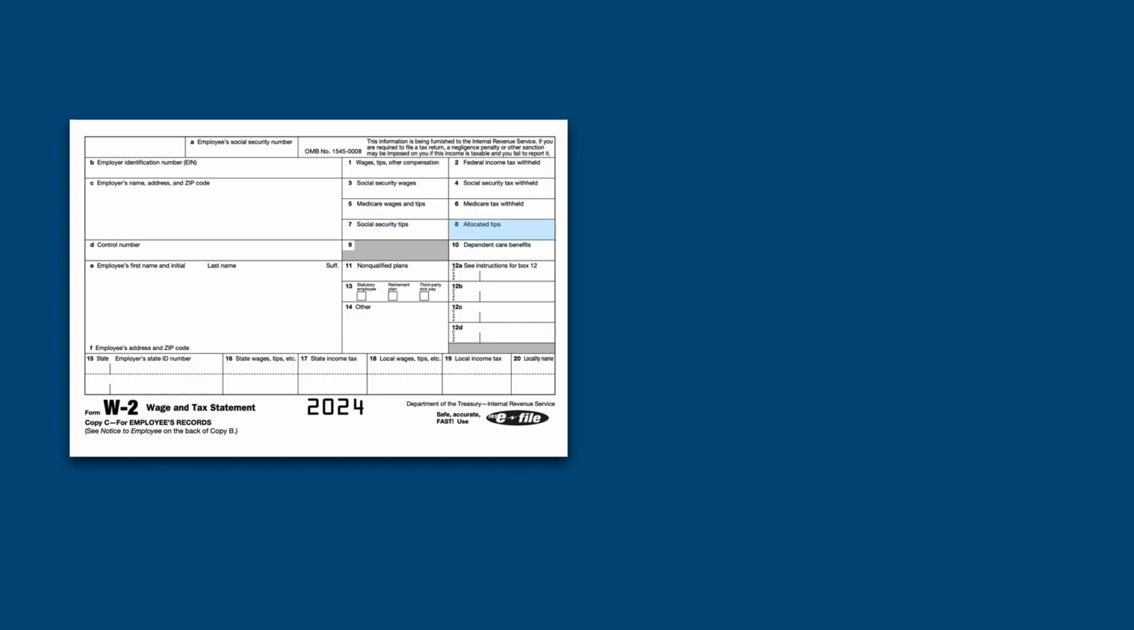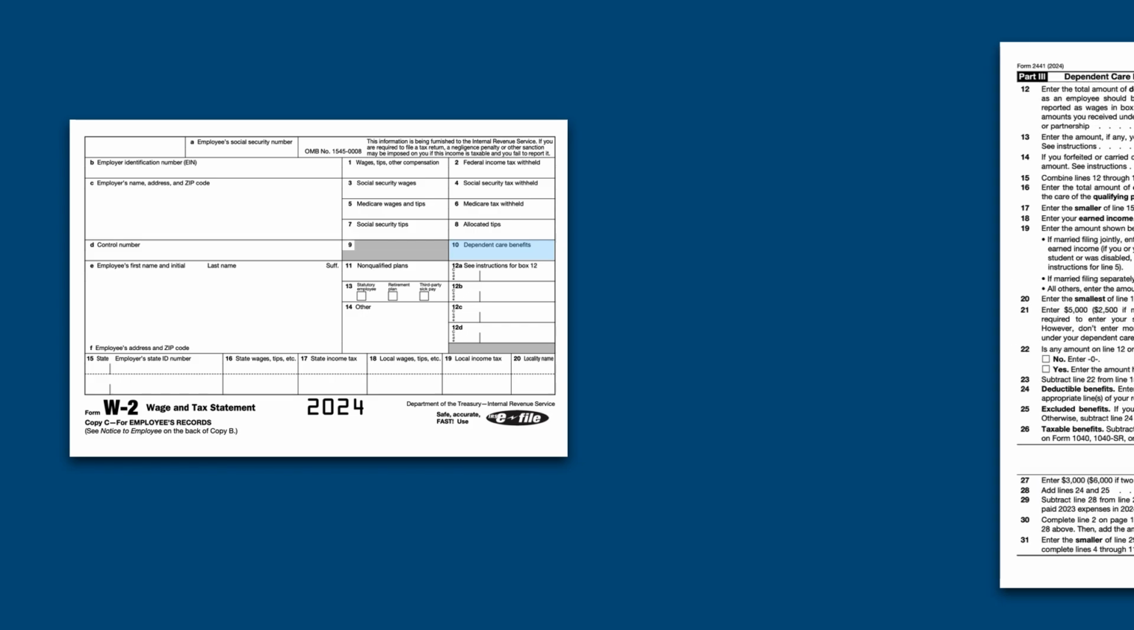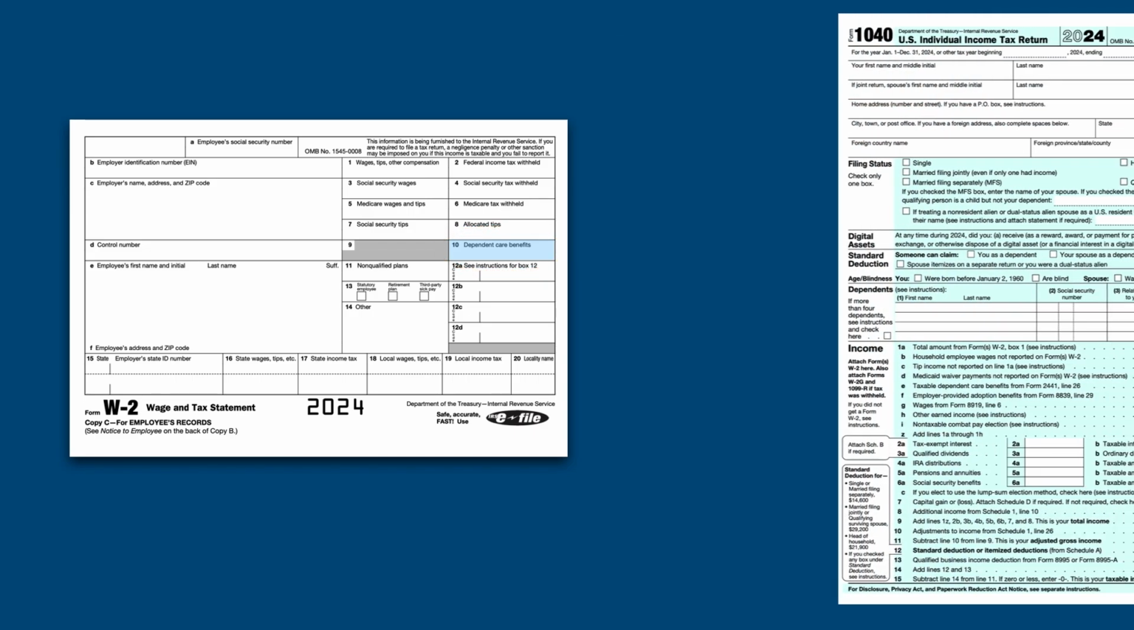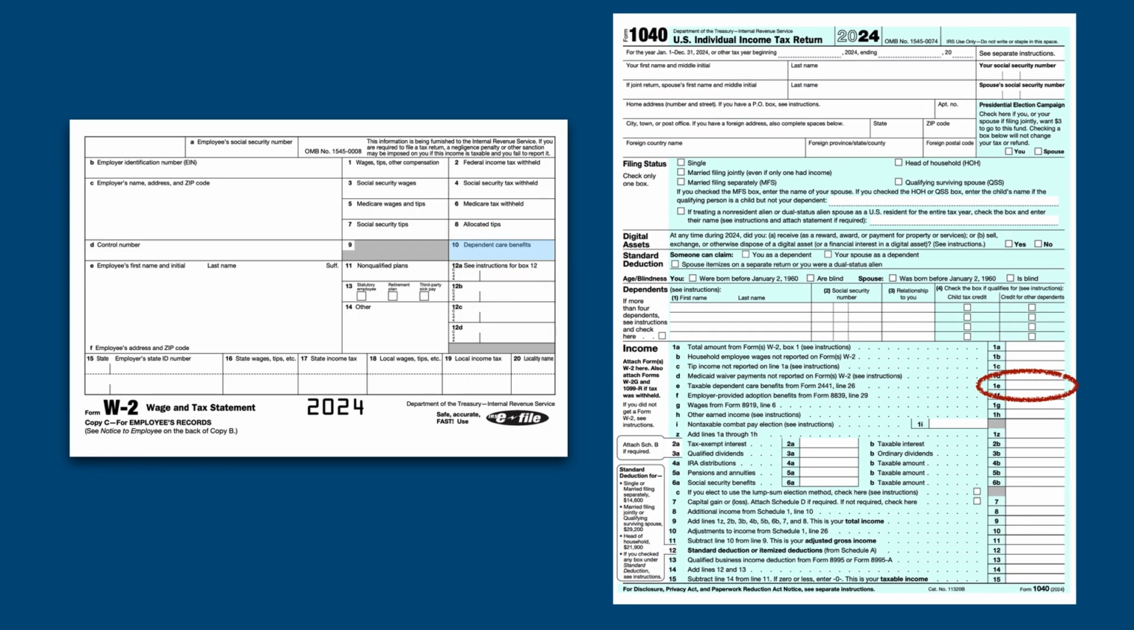It's rare to see allocated tips, which are shown in Box 8. Allocated tips are definitely a story for another video. The number in Box 10 is dependent care benefits your employer gave to you. These have to be shown on line 12 of page 2 of Form 2441. If your actual dependent care expenses are less than your dependent care benefits, any excess benefits become taxable income and are shown on line 1E of Form 1040.